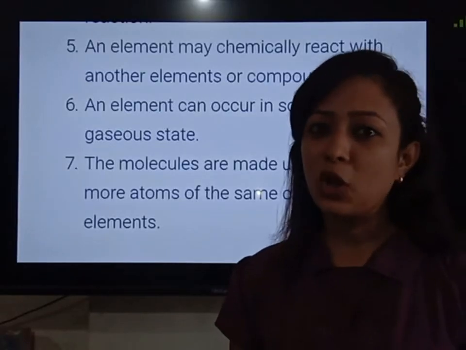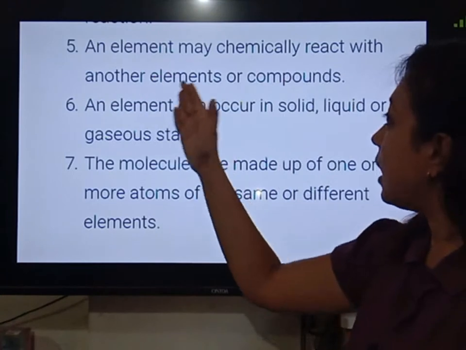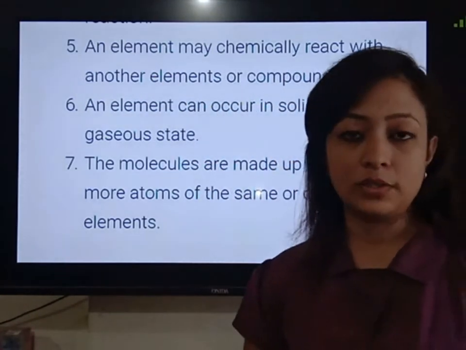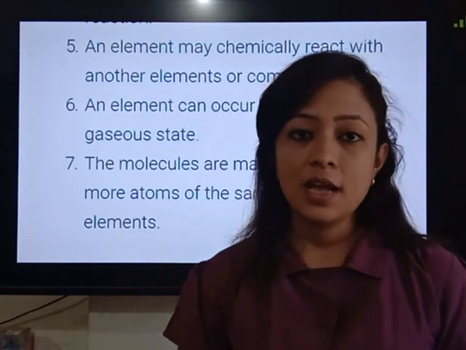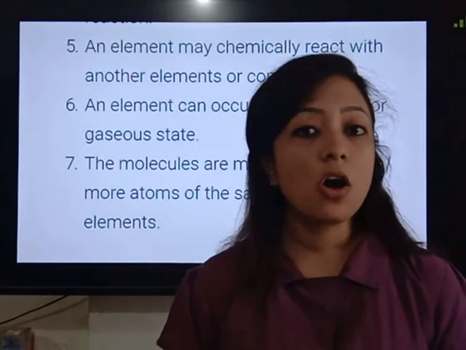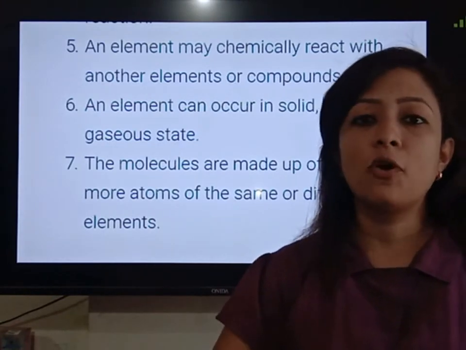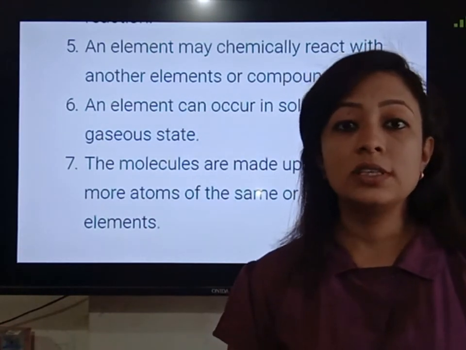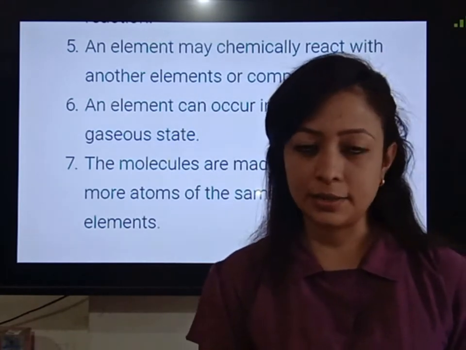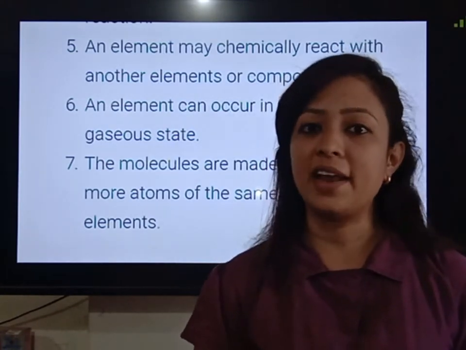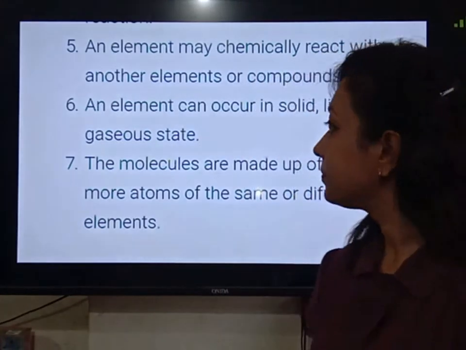Next property of an element is that an element may chemically react with another element or a compound. So these elements can react with another element and form a compound, or an element can react with another compound to form a new substance. This is nothing but a chemical reaction, where an element reacts with another element, or an element reacts with a particular compound to form a new substance.